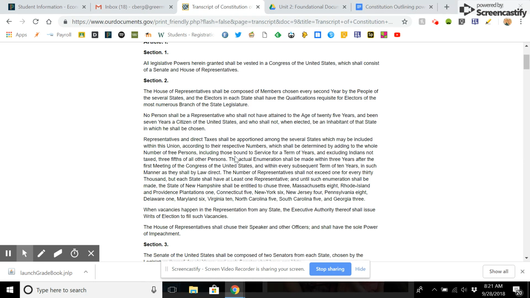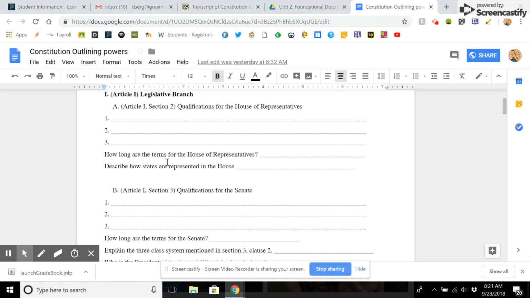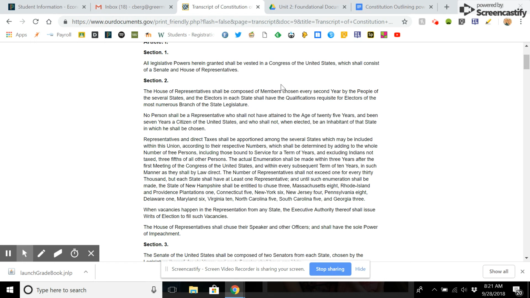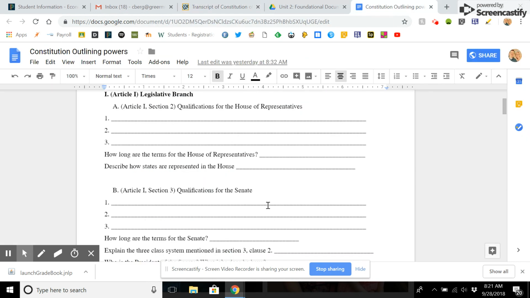So I'm just trying to give you an idea of how this is going to work, the wording of it and that kind of thing. So if you keep going down, how long are the terms for the House of Representatives? Well, we already figured that out in the first couple seconds, right? How long are their terms? How often do you vote? Every 2 years, so that's what you can put down there. Next: describe how states are represented in the House.